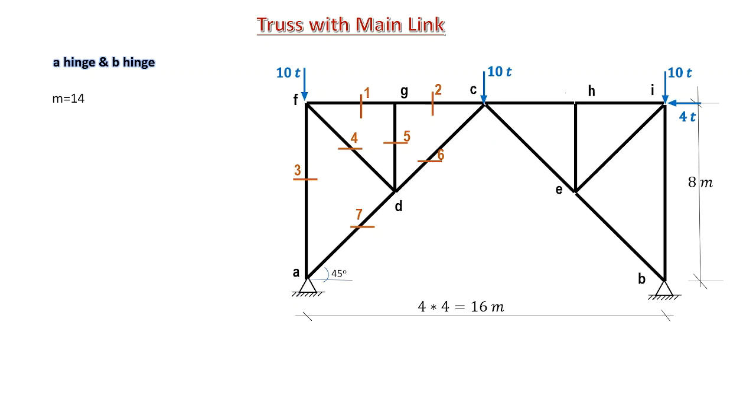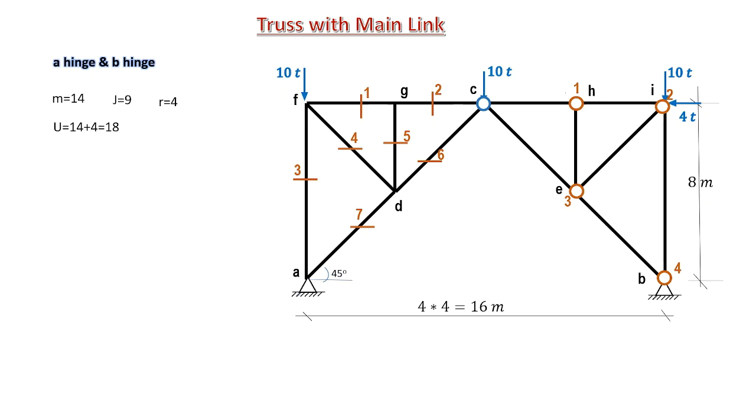Let us count our joints. We have 1, 2, 3, 4, and similar 4 at the left part, so we have 8 joints plus one common joint at C, which makes 9 joints. We have 2 reactions at A because it is a hinge and 2 at B, so our reactions are 4.